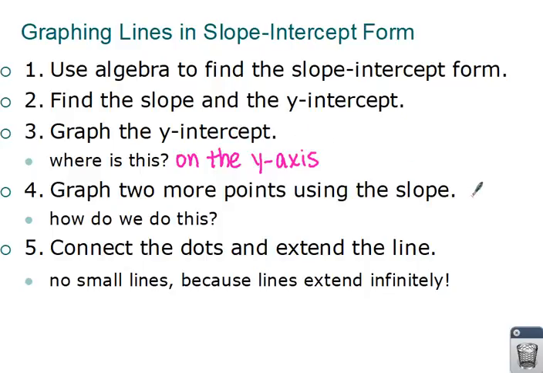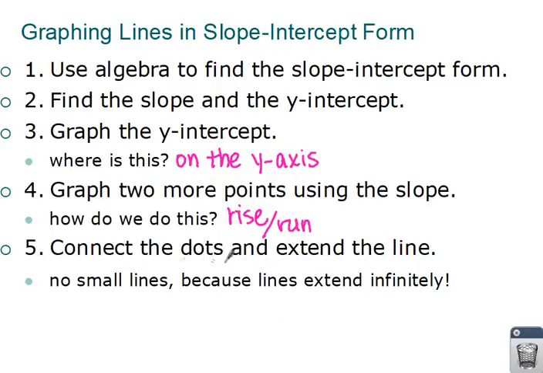All right, step 4. You're going to graph 2 more points using the slope. So this is the rise over run. Okay? If your slope is 1/2, you go up 1 over 2. If your slope is negative 4, you go down 4, right 1. And then you put 2 more points. I have you do 2 more so that you have 3 total. That way, if you happen to miscount one of them, you can redeem yourself.